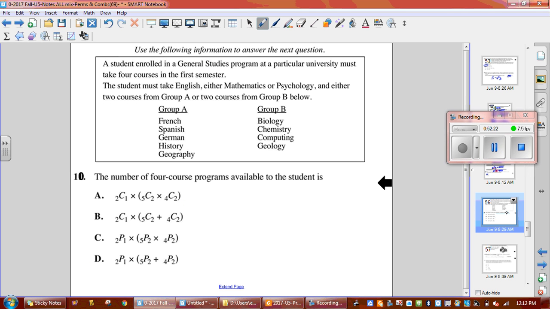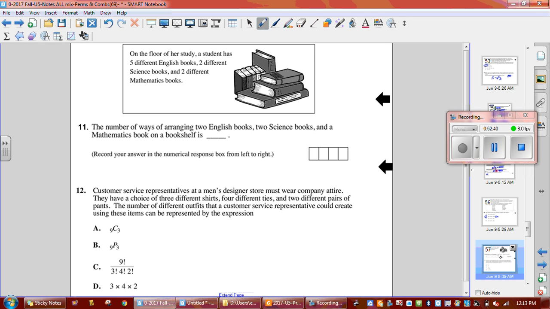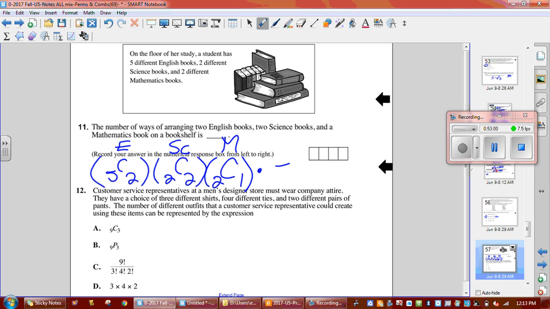Number 11. For the bookshelf, 5 choose 2 English times 2 choose 2 science times 2 choose 1 math book. And you're going to times it by arranging all 5 books. So arrange them by 5 factorial. When you multiply them out, that's going to give you 10 times 1 times 2 times 120. And that's going to give you 2,400.